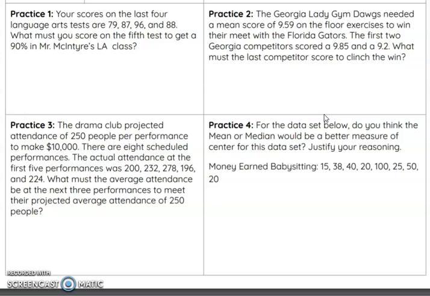So practice 1: your scores on the last 4 language arts tests are 79, 87, 96, 88. What must you score on the 5th test to make a 90% in Mr. McIntyre's language arts class? So I need 5 test scores here. That means I'm going to take the data, divide it by 5, and that needs to equal 90. So I had a 79, 87, 96, 88, and then my 5th one, I don't know what that is, but I can find that out.